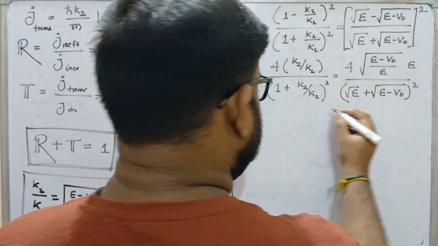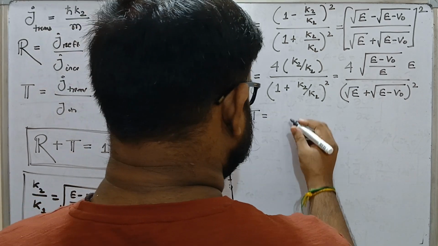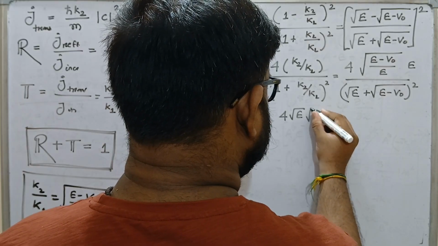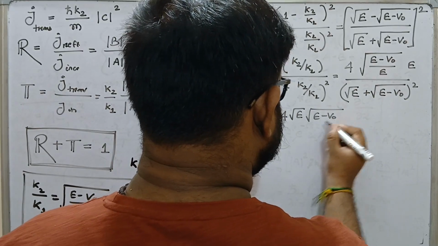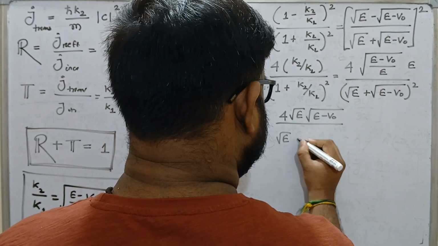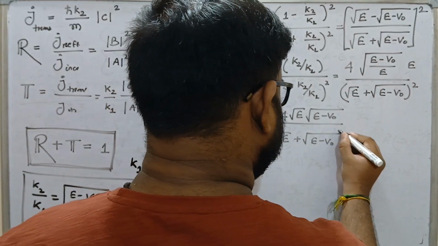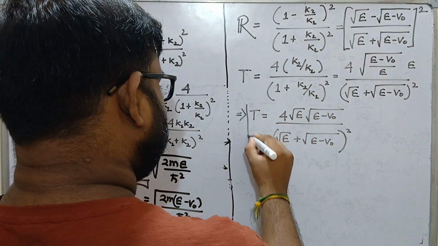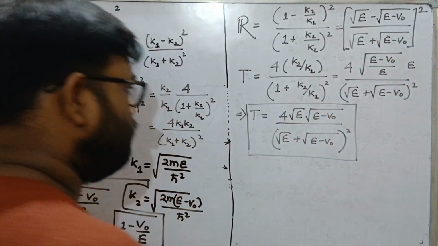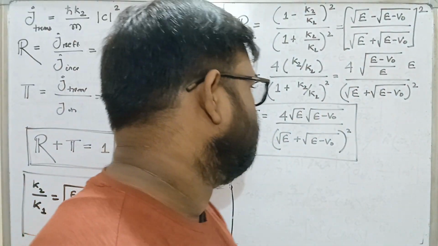So now what you have to write is, transmittance is equal to 4 root E into root of (E minus V naught) by (root over of E plus root over of E minus V naught) whole square. Got it? Now that's basically your thing.